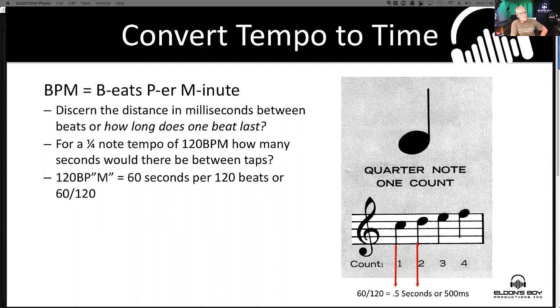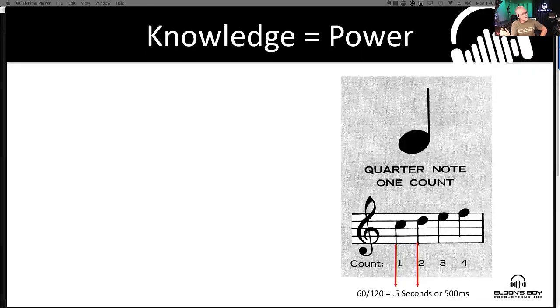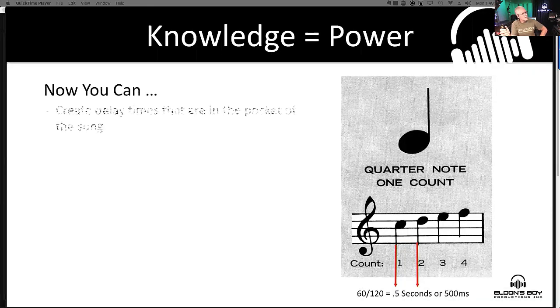Now, obviously, tapping can take care of a lot of this, and using the auto calculators on the delays can take care of a lot of this. But previous to us having all that capability, we had to do this manually. It's good knowledge to have in your mind, because it's going to allow you to create delay times that actually fit into the pocket of a song.